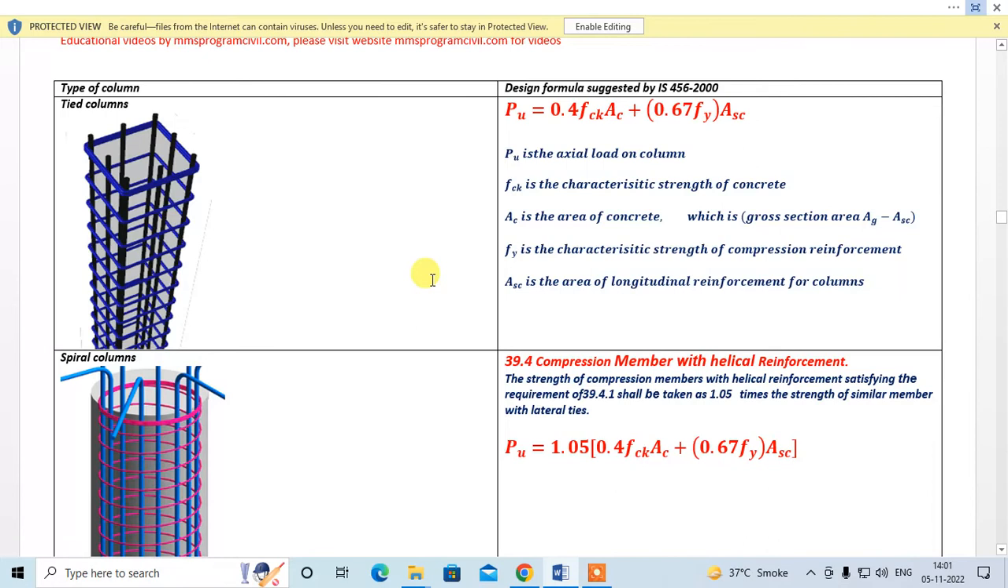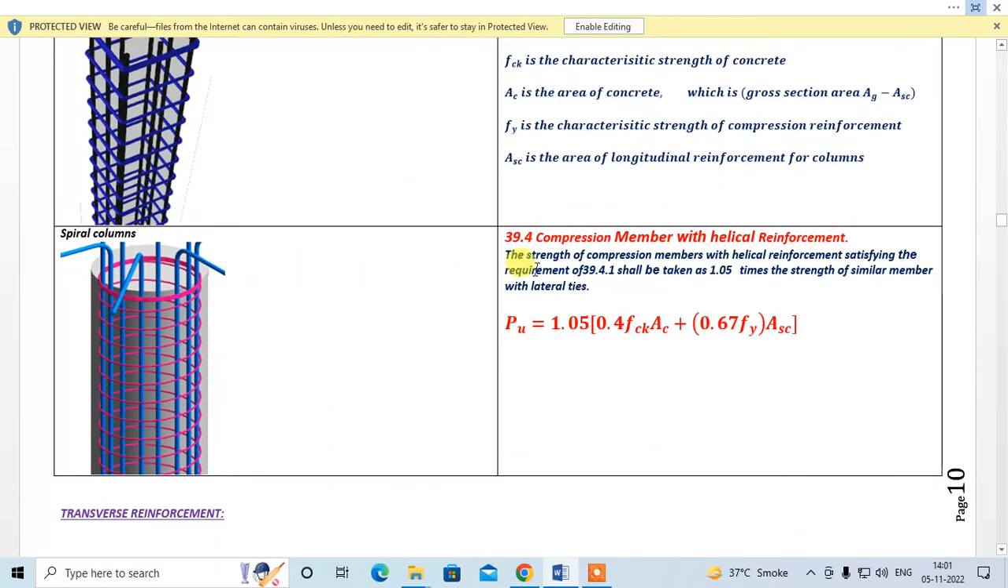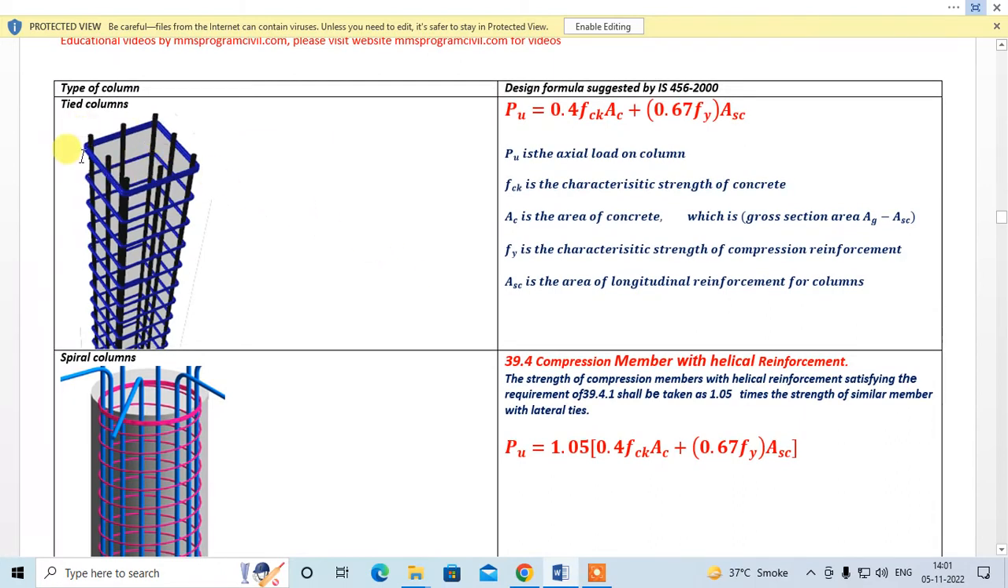Now for spiral columns, clause 39.4, compression member with helical reinforcement. The strength of the compression member with helical reinforcement satisfying the requirement of 39.4.1 shall be taken as 1.05 times the strength of the similar member with lateral ties. These are members with lateral ties. This is a member with spiral. Such spiral columns, the strength can be increased by 5%.